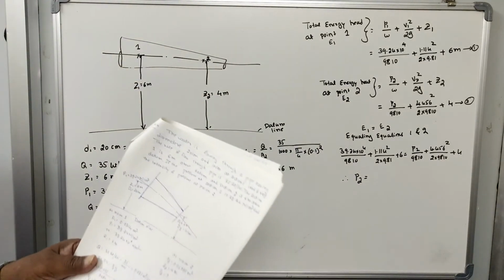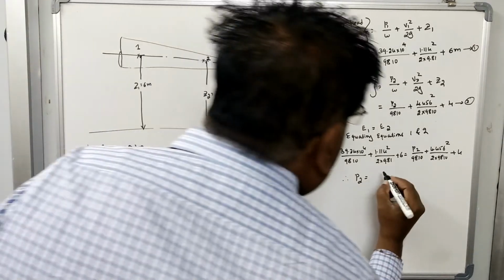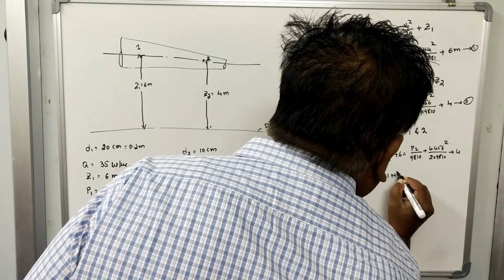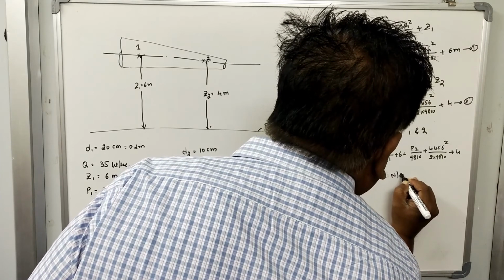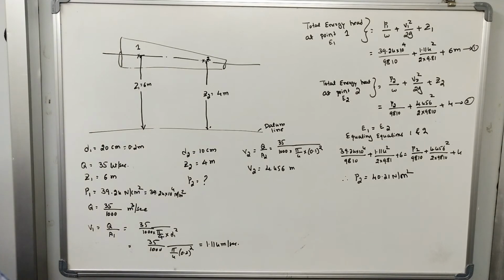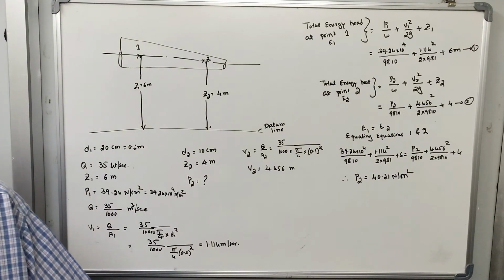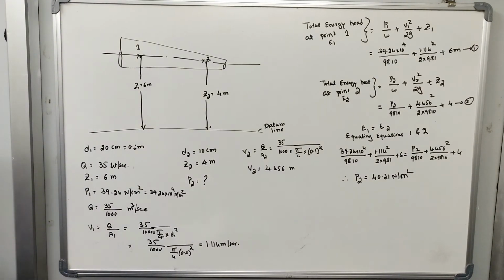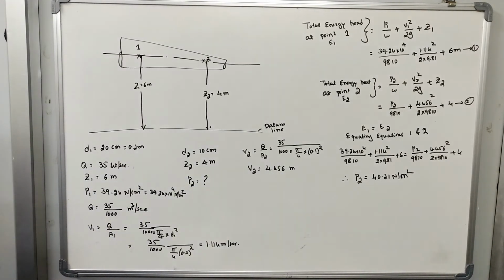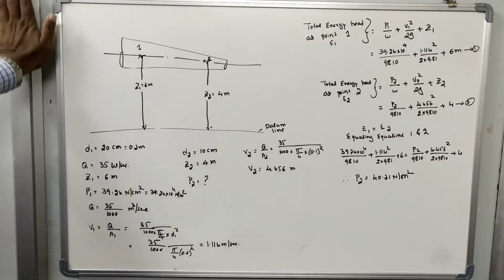So pressure intensity at point 2 is 40.21 Newton per meter square. You simplify and get the P2. Okay, so this is how to solve the problem.